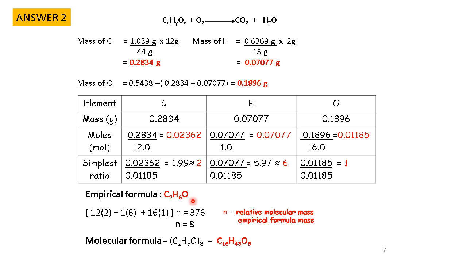Now we need to find out the n value by using the formula that we learned just now. So 24 plus 6, 30, okay, plus 16 is 46. So 46 times n equals 376. So n equals 376 over 46. So the answer is 8. So we times 8 with the empirical formula. So we get the answer C16H48O8. So this is the molecular formula answer.